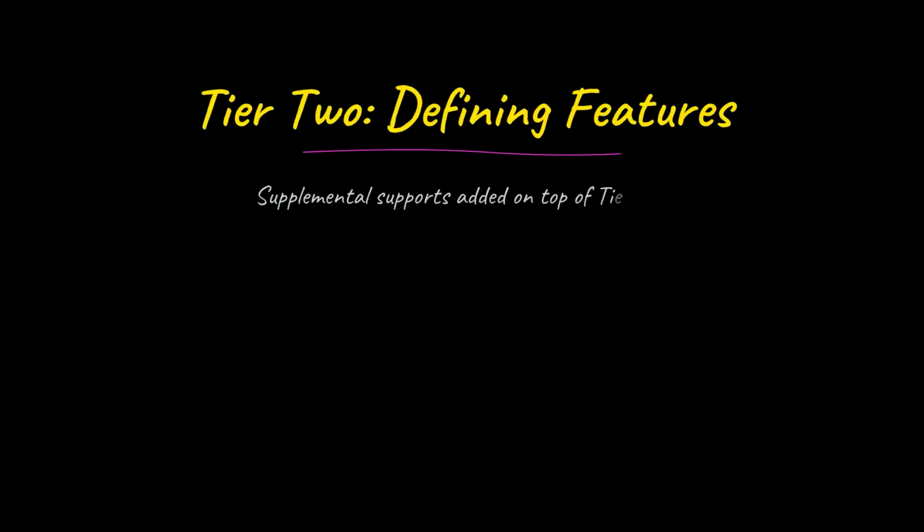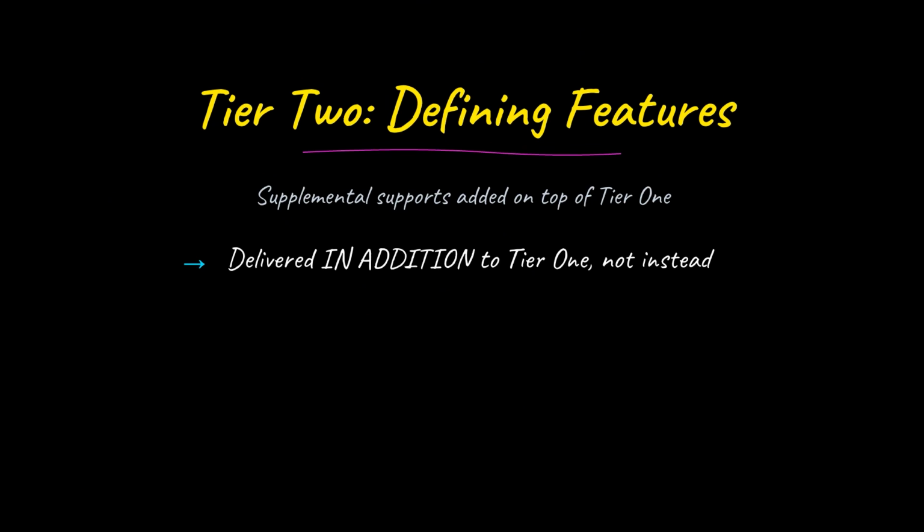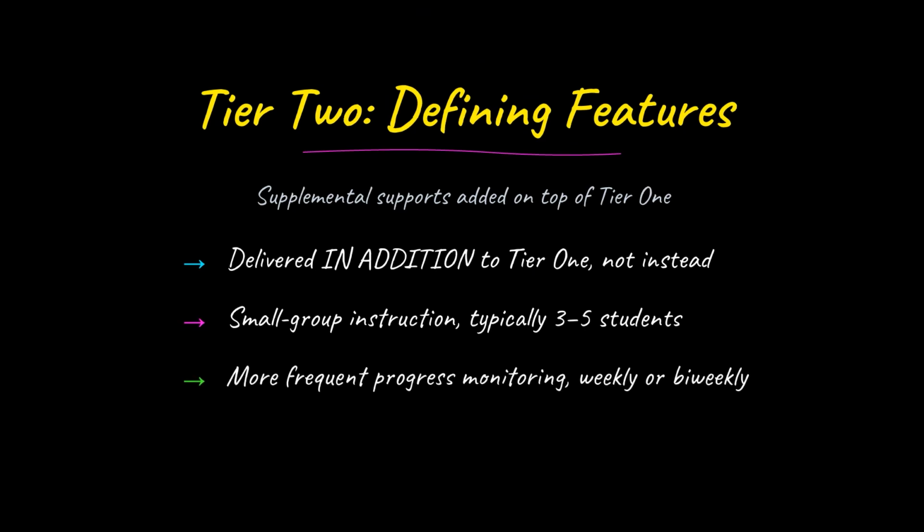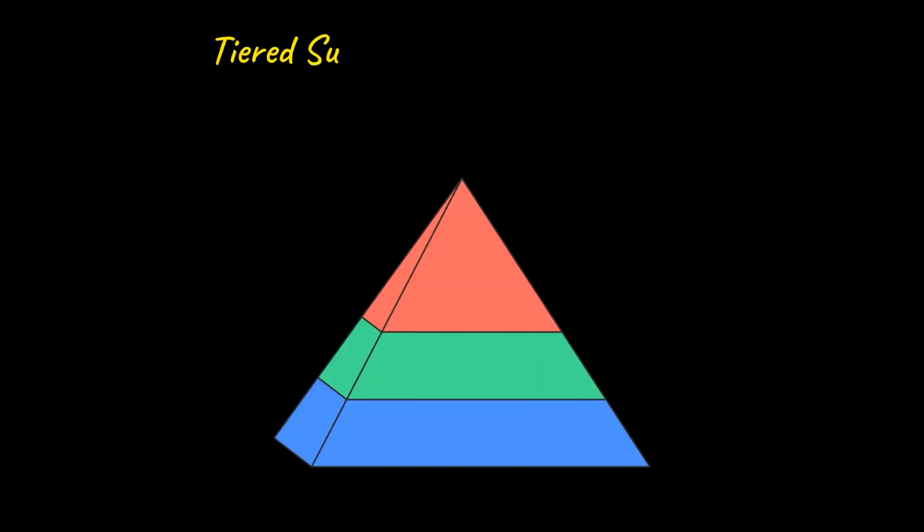Tier 2 is defined by 4 key features. It is always supplemental. Students keep receiving Tier 1 while gaining Tier 2 on top. Instruction happens in small groups of 3 to 5. Progress is monitored weekly or bi-weekly so the team can adjust quickly. And critically, it remains within general education, delivered by a classroom teacher or general education staff member.